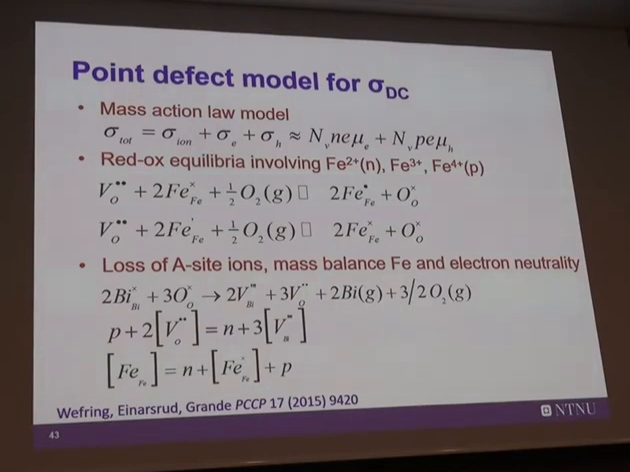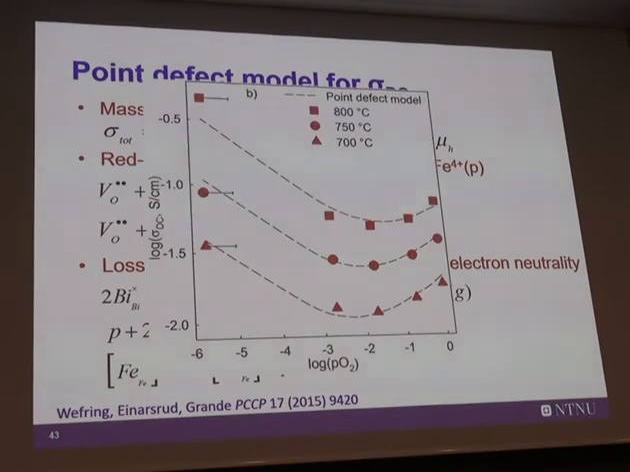We can then put that into one single model, and we can model the electrical conductivity of bismuth ferrite as a function of PO2 and temperature. What we can see here, and this has not been known before for bismuth ferrite, is that it has the same kind of characteristic feature as many other oxide materials, that you have p-type conductivity at high PO2 and n-type conductivity at low PO2.